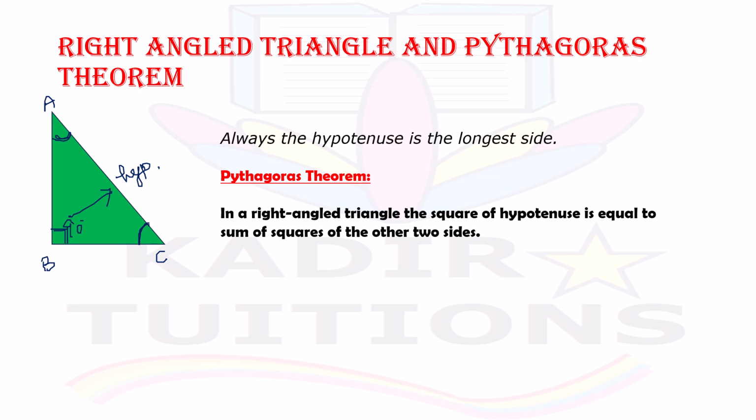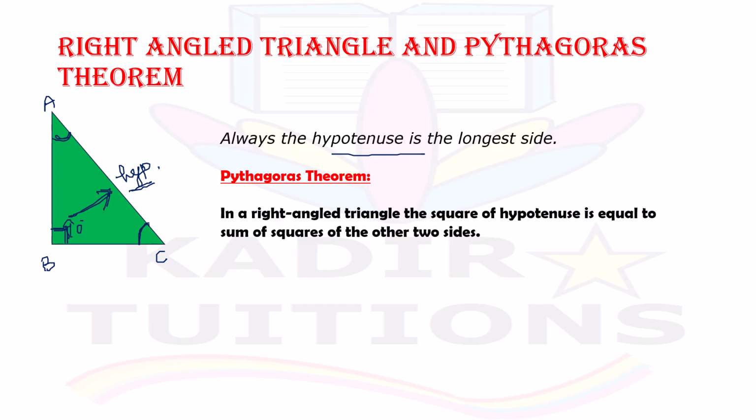Then which is the bigger angle? Which one is greater over here? The angle B, which is 90 degrees. So the side opposite to 90 degrees is the longest side. Just now I told this is the hypotenuse. That's why the hypotenuse is always the longest side in a right angle triangle.